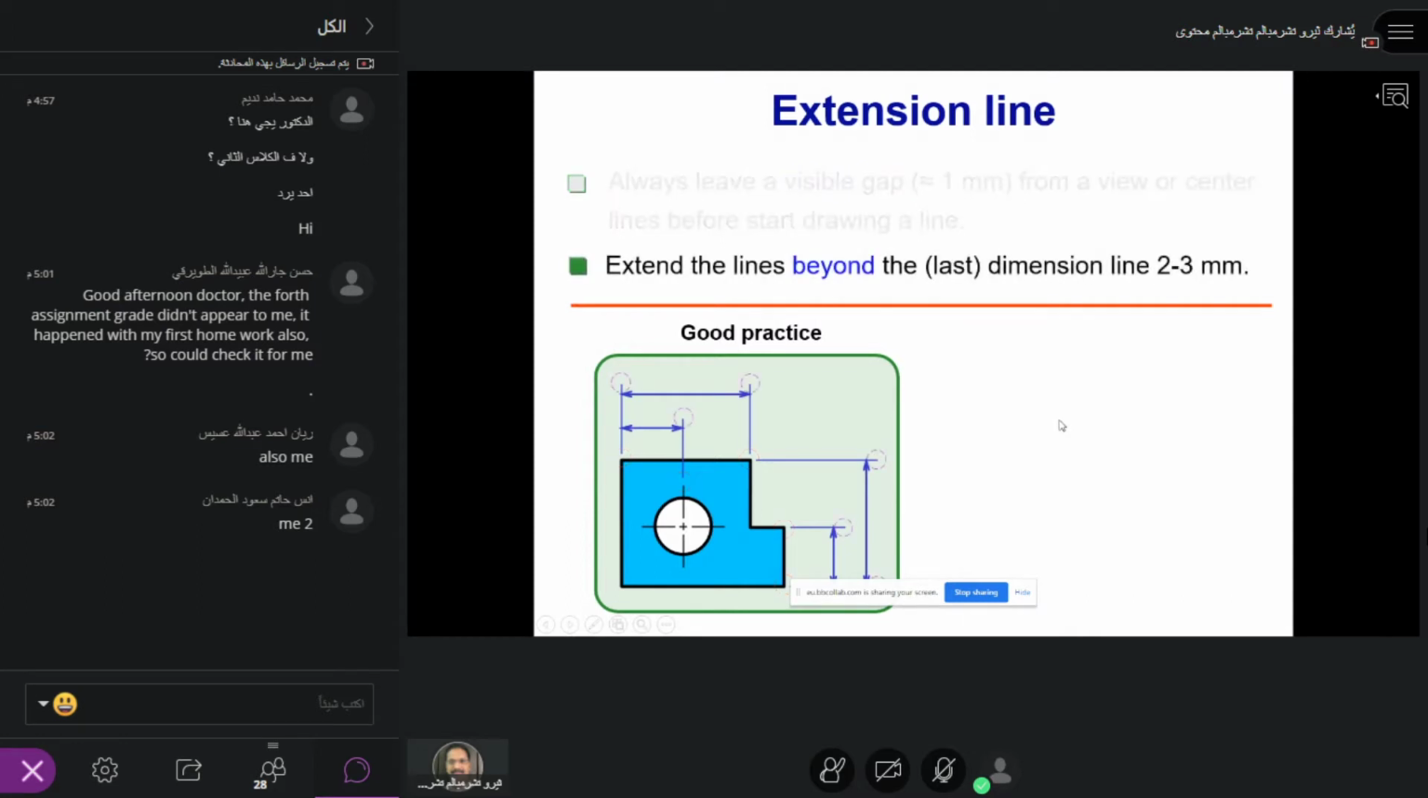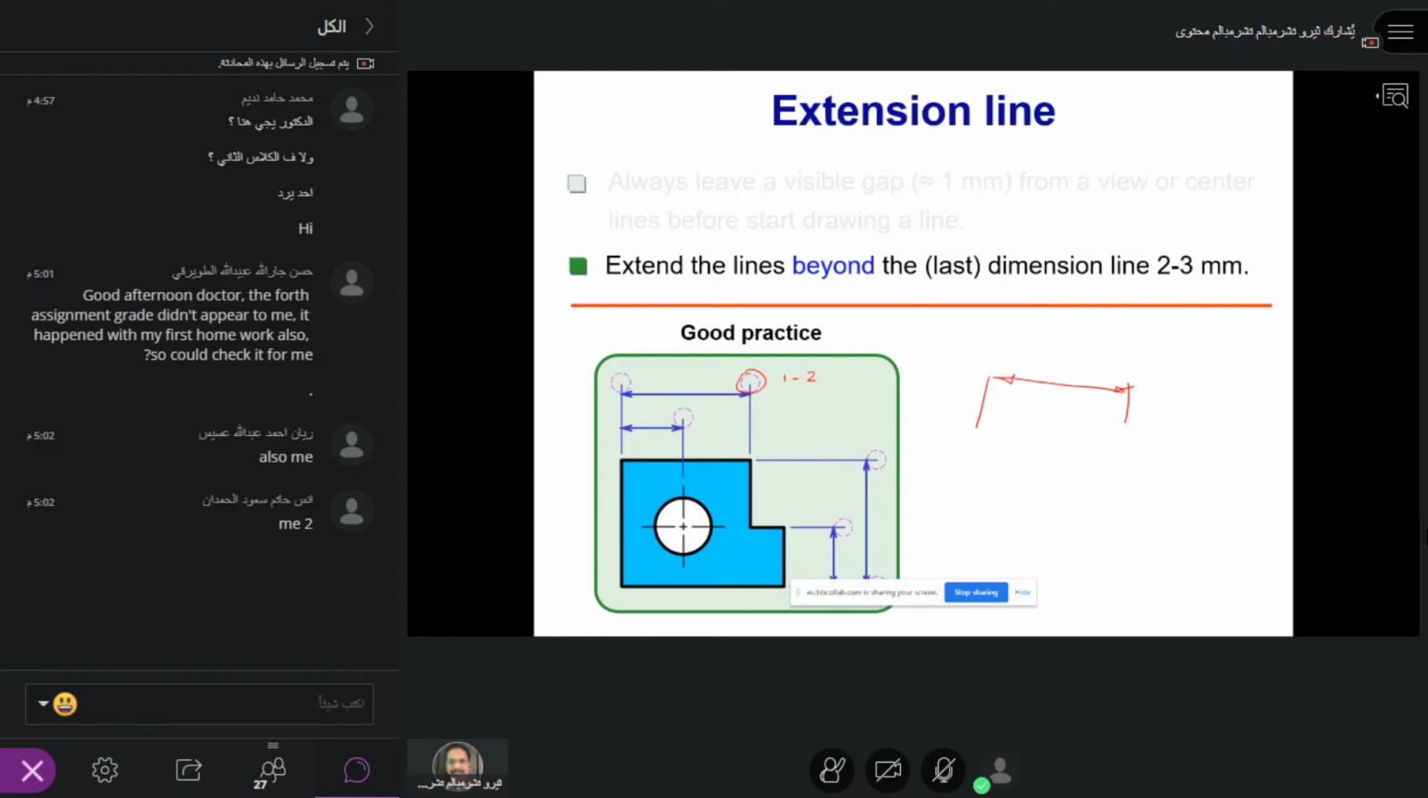Then extension lines beyond the dimension line. This is very important. This we have not discussed in the last class. So please remember, after this dimension line, you should always keep some 1 or 2 mm. You should leave it to express. So it is wrong if you put a dimension like this.